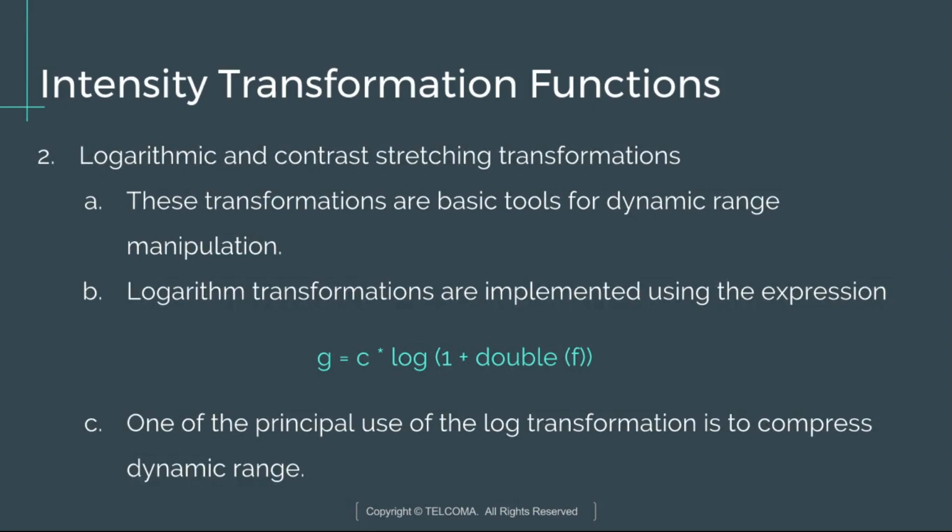Next is logarithmic and contrast stretching transformations. Logarithmic and contrast stretching transformations are basic tools for dynamic range manipulation. Logarithmic transformations are implemented by using the expression g = c*log(1 + f), where c is a constant and f is floating point. One of the principal uses of log transformation is to compress dynamic range.